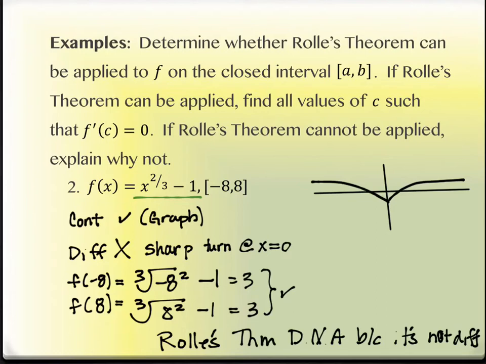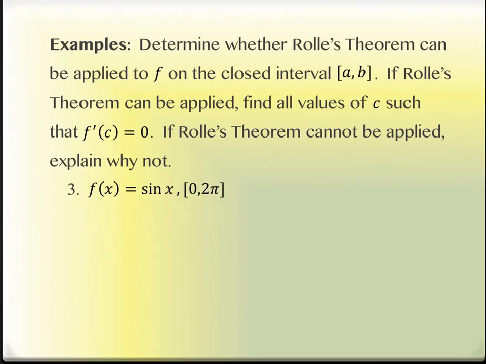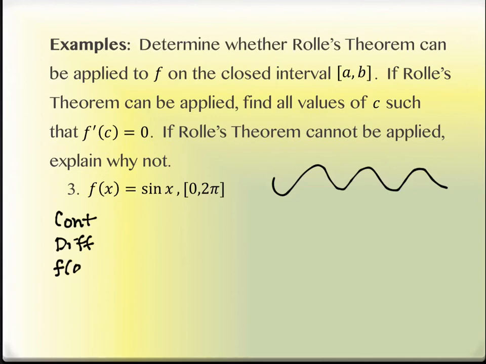All right, let's test one more. Same directions with Rolle's theorem. Okay, this is the graph of a sine. Again, sinusoidal graph. You've got this wave pattern going on, right? So it looks like this. We have to test our three things: continuous, differentiable, and that f of 0 and f of 2 pi are equal.